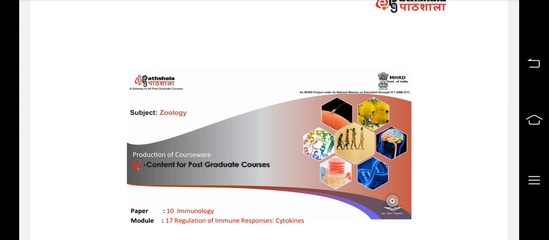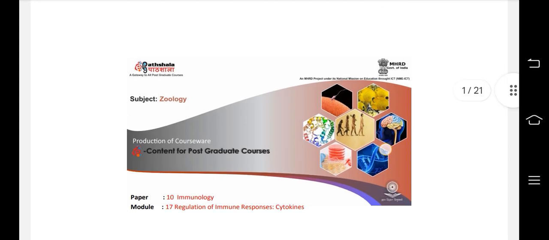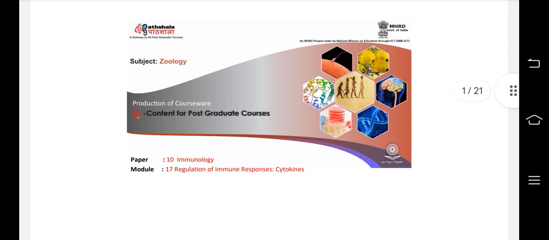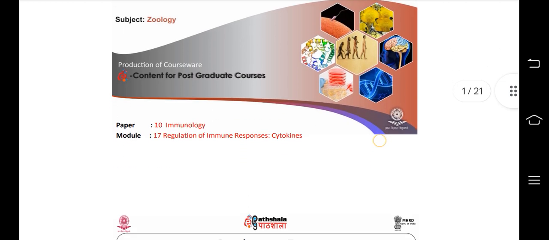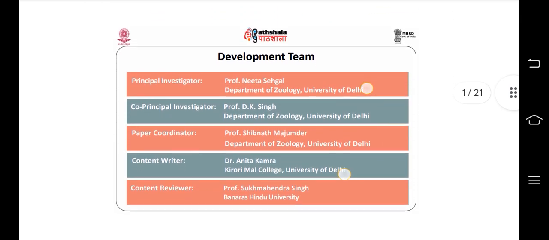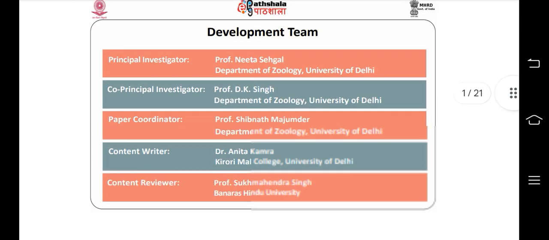So, this topic is based on cytokines, regulation of immune responses, the immunology portion, and this particular study note is developed by the e-PG Pathshala team, MHRD, Government of India. I would like to express my sincere gratitude to the development team for developing this study note.